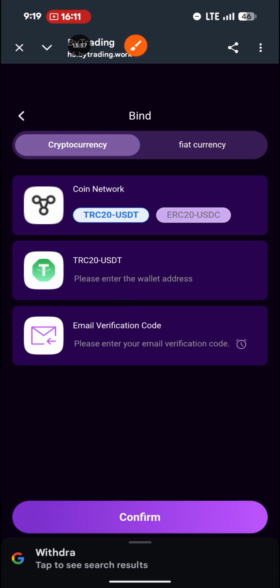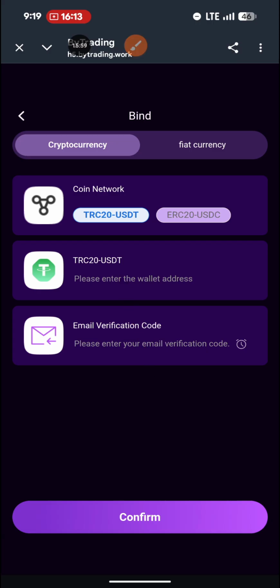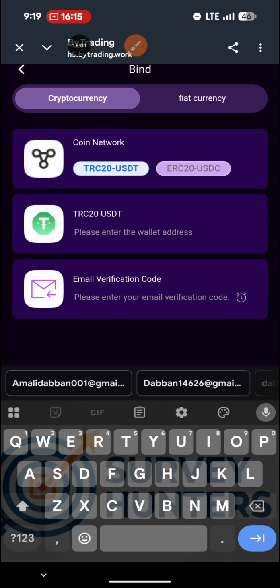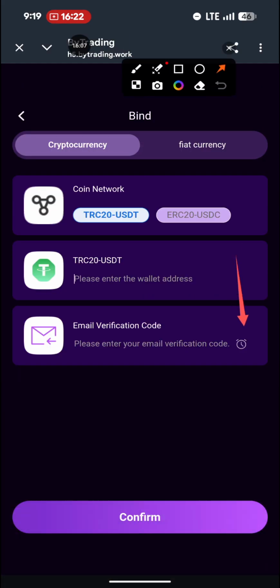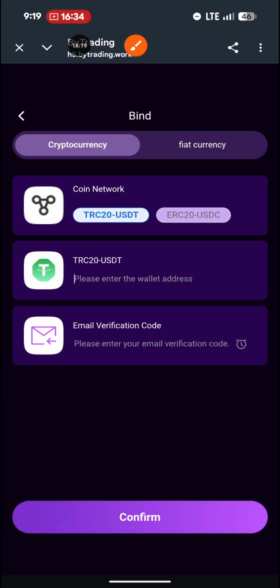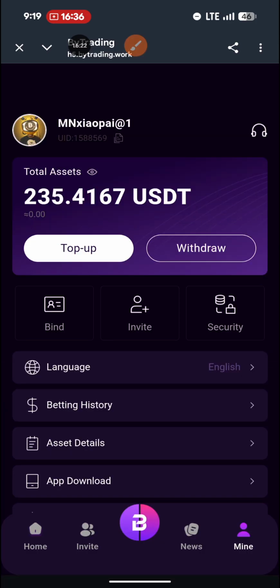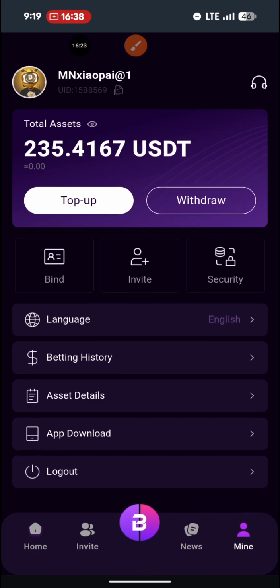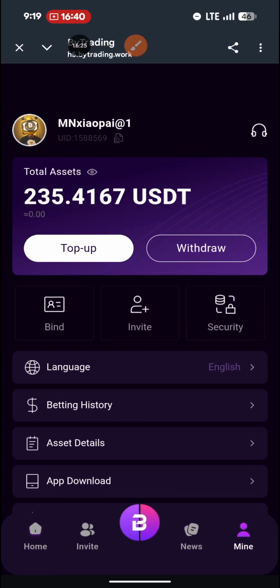You come here and input the address here. Once you paste it, you click on this icon here. They are going to email you a code to the email you used in opening the account, and you input the code. Then you click on confirm and your wallet will be bound. Then you head over and continue with your withdrawal. You understand? So that's how to make withdrawal.